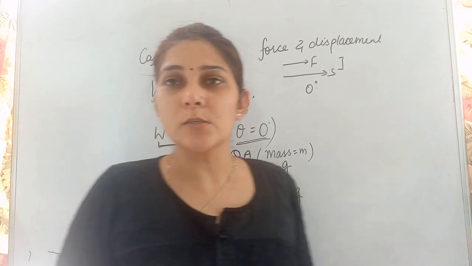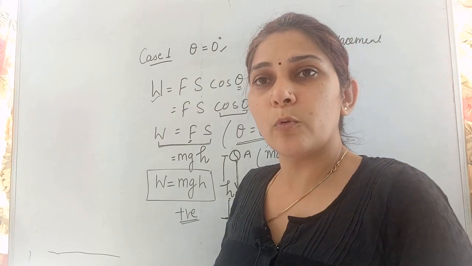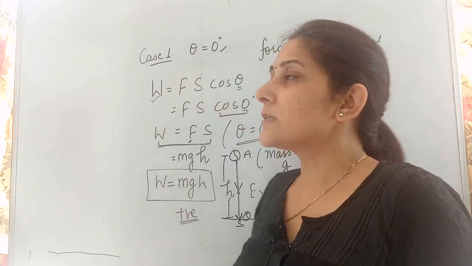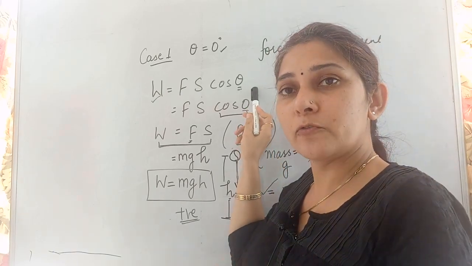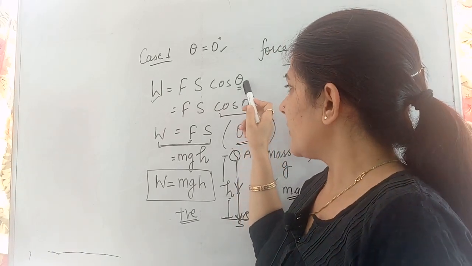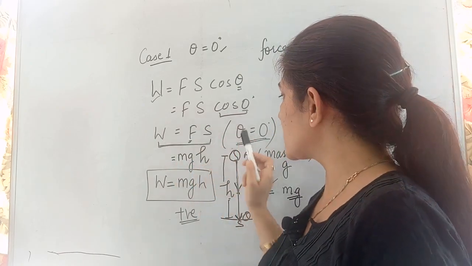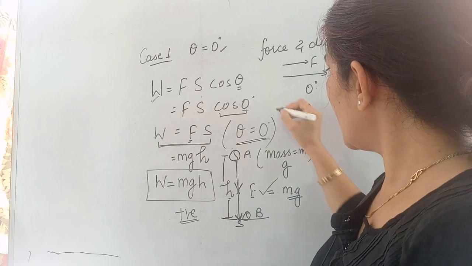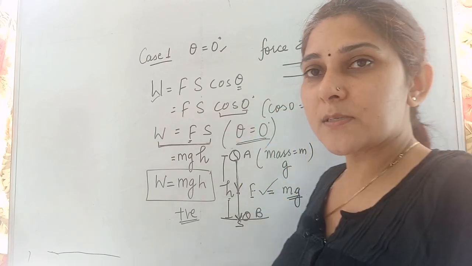I'm going to repeat what I said. When force and displacement both are in the same direction, the angle theta between the force and displacement becomes 0. If theta is 0, the formula becomes W is equal to Fs, because cos 0 is equal to 1. That's why it becomes F into S.